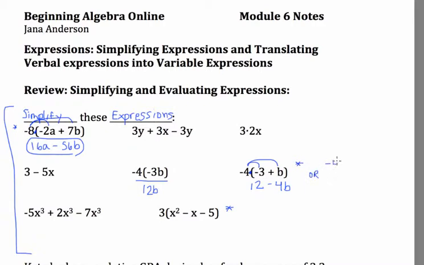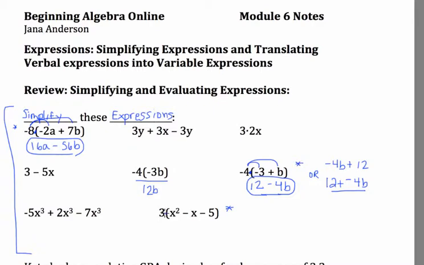You could switch your terms around, being careful to keep the negative with the 4b and the 12 a positive. You could also write this as 12 plus -4b. Adding a negative and subtracting are the same thing. So any of the three of those is a correct answer.